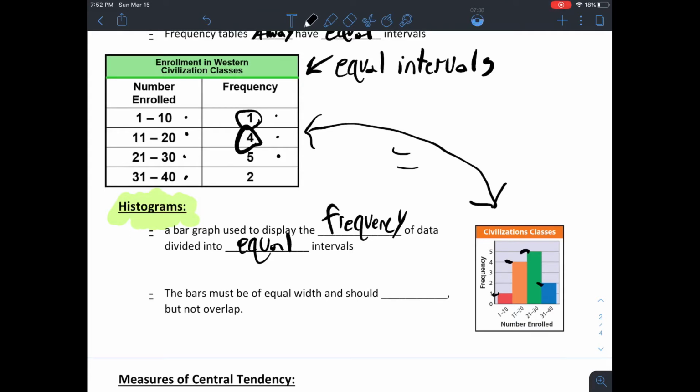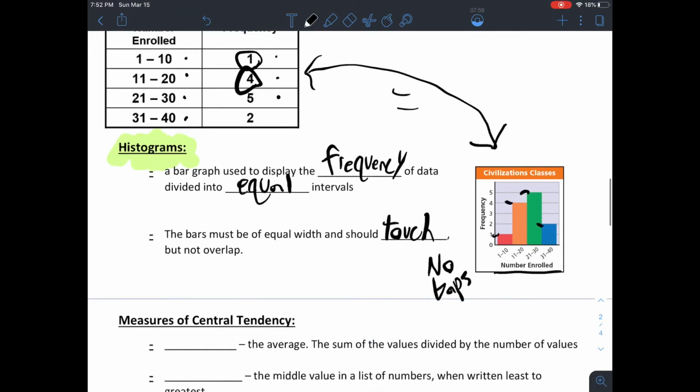It's important to remember that the bars must be of equal width because each interval is equal, and they should touch but not overlap. Remember, no gaps. We leave gaps in bar graphs because they're different categories, but these represent intervals. And so we leave no gaps.